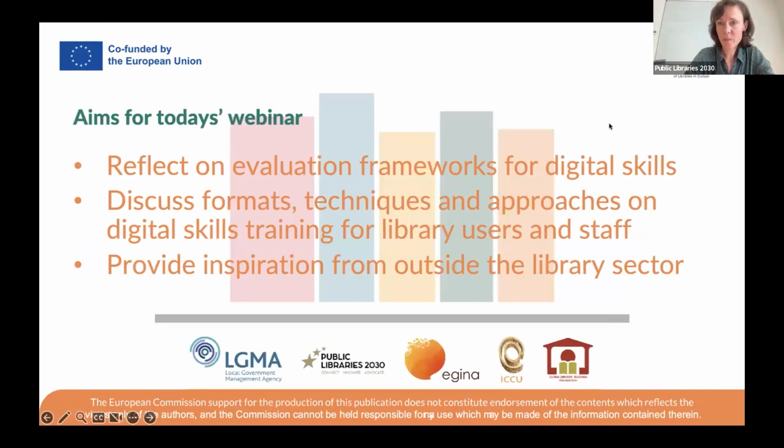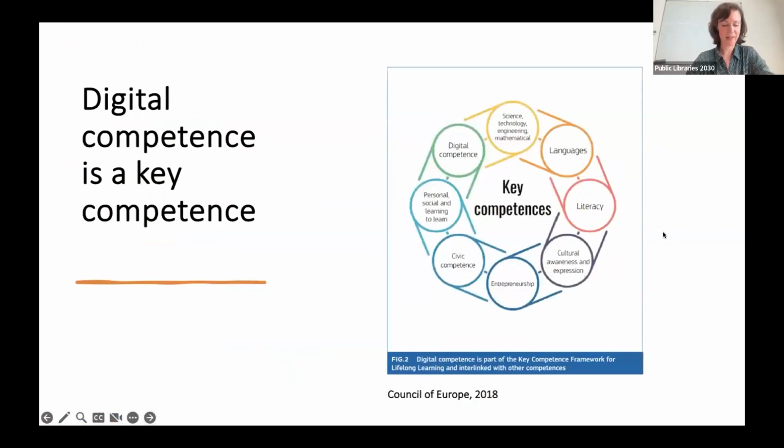So today we reflect on evaluation frameworks for digital skills. We want to hear practical experiences on digital skills training, and we want to provide some inspiration from outside the library sector, because we feel that it's always useful. To introduce the topic, I thought it would be useful to take a step back and think: what do we mean when we talk about digital skills? What are digital skills, and where is their place in relation to other competences?